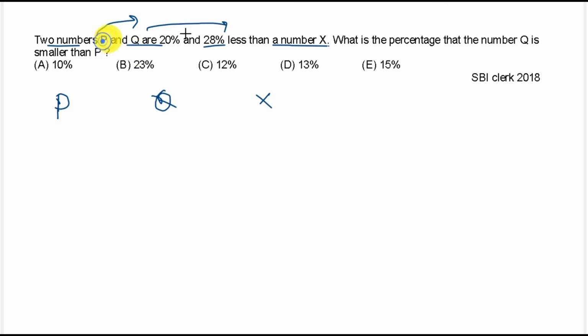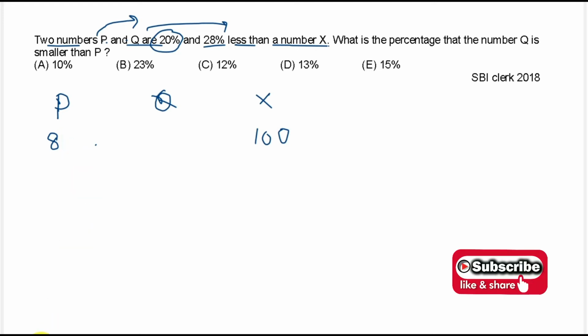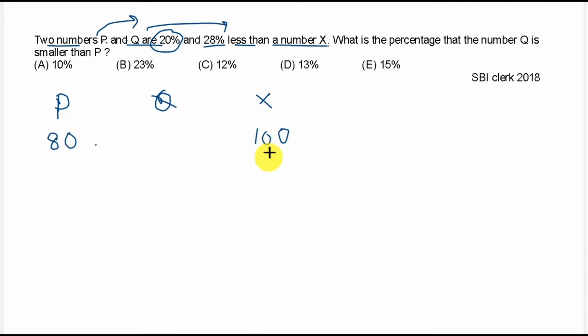So the number P is comparing with respect to X, so we will take the value of X as 100. Now this number we are discussing about P is how much? 20% less than. So if P is 20% less than X, so what will be P? P will be how much? 80. No issue with that? No issue, because according to the question it's given that P is how much? 20 less than, so we have to minus 20 from 100.